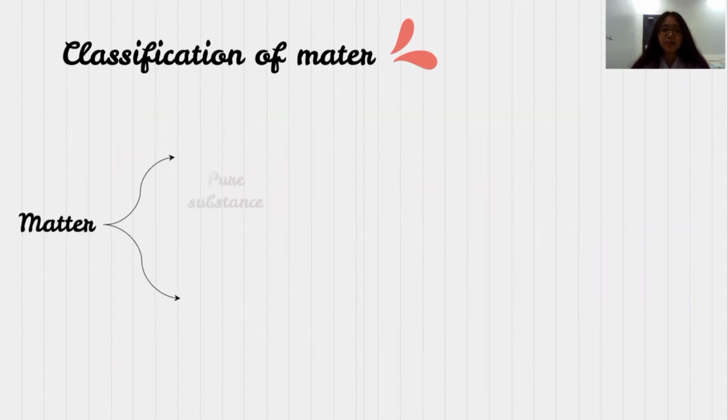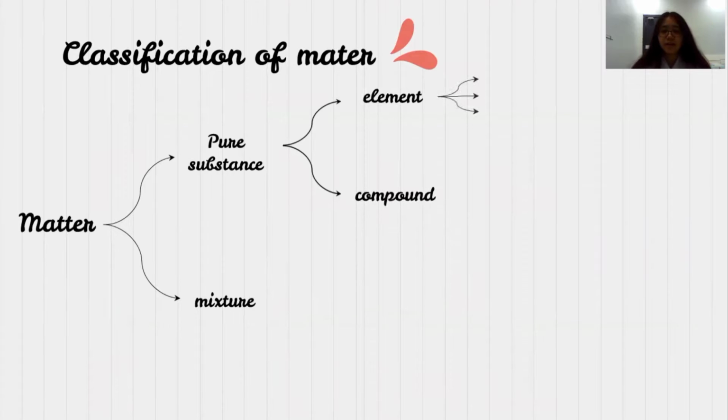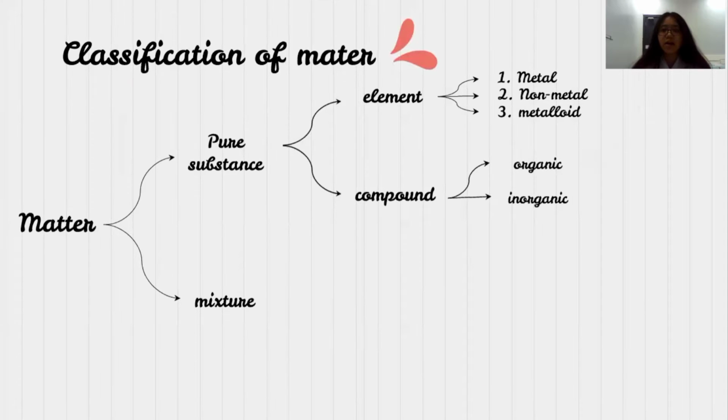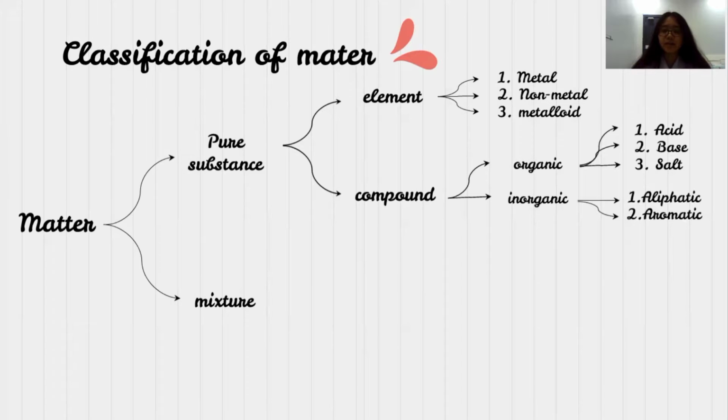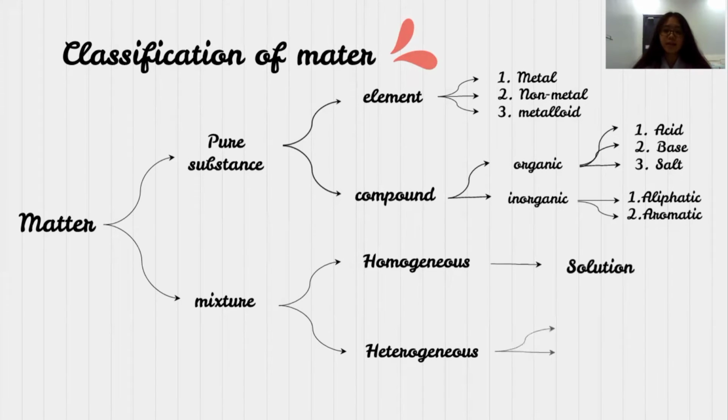Matter is classified into two, pure substance and mixture. Pure substance is divided into two, element and compound. Element consists of metal, non-metal, and metalloid, while in compound there is organic and inorganic. Organic consists of acid, base, and salt, while in inorganic there is aliphatic and aromatic. Mixture is divided into two, homogeneous and heterogeneous. Homogeneous consists of solution, and heterogeneous consists of suspension and colloid.